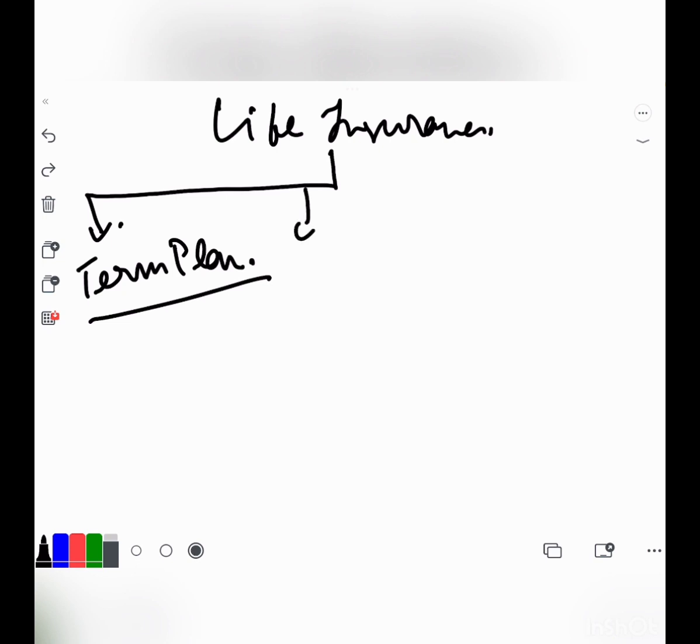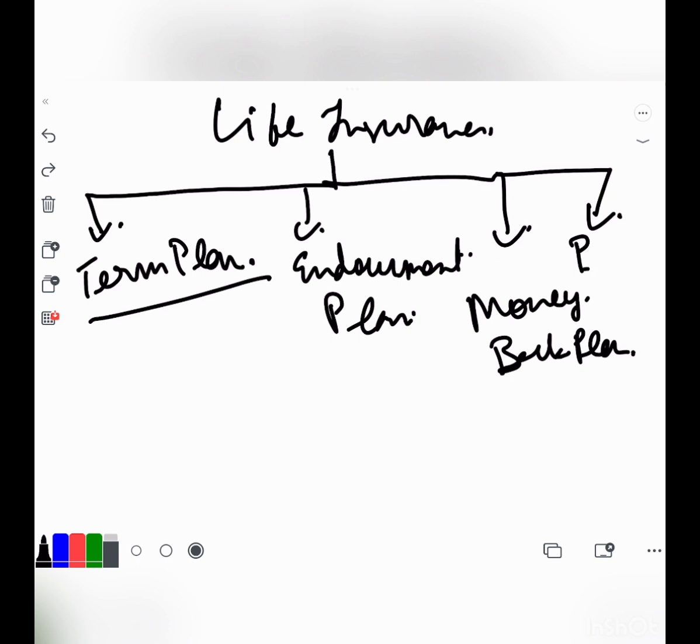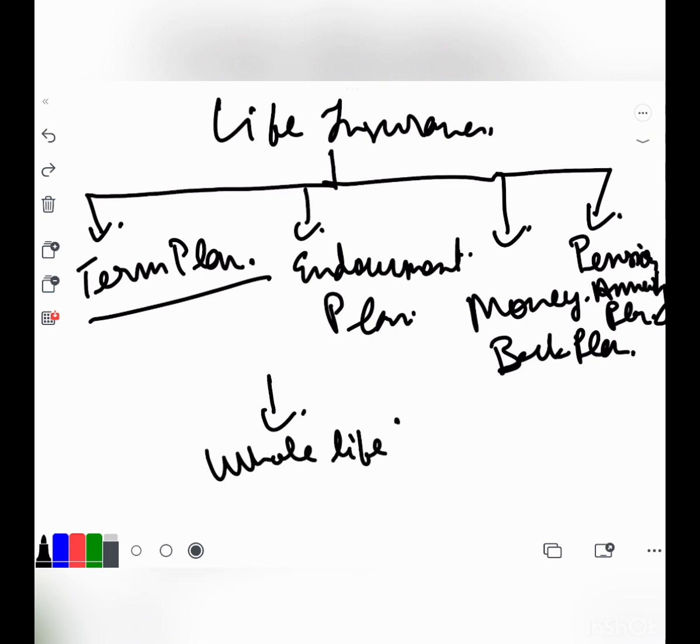Term plan, then endowment plan, then money back plan, then pension annuity plan, then whole life plan, then Keyman Insurance. These are the major plans.